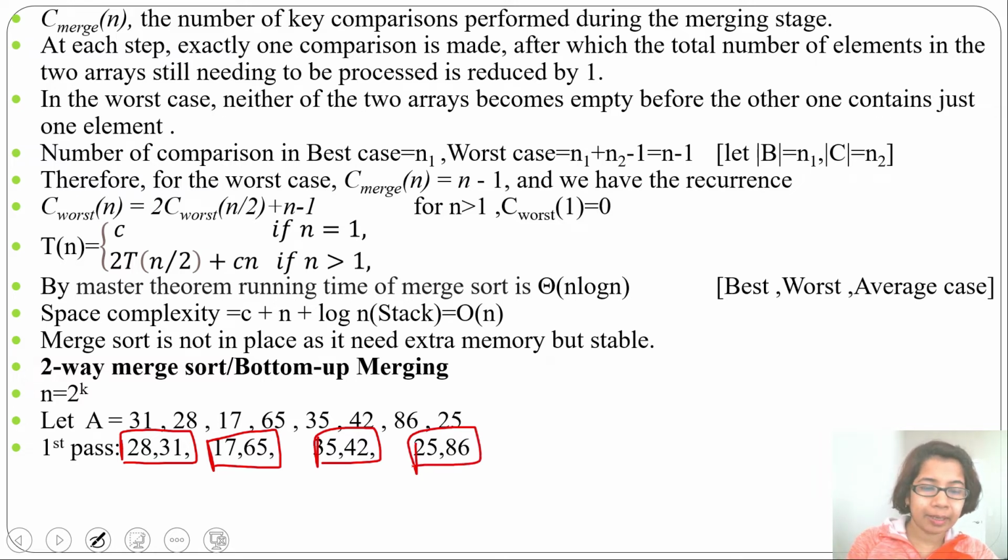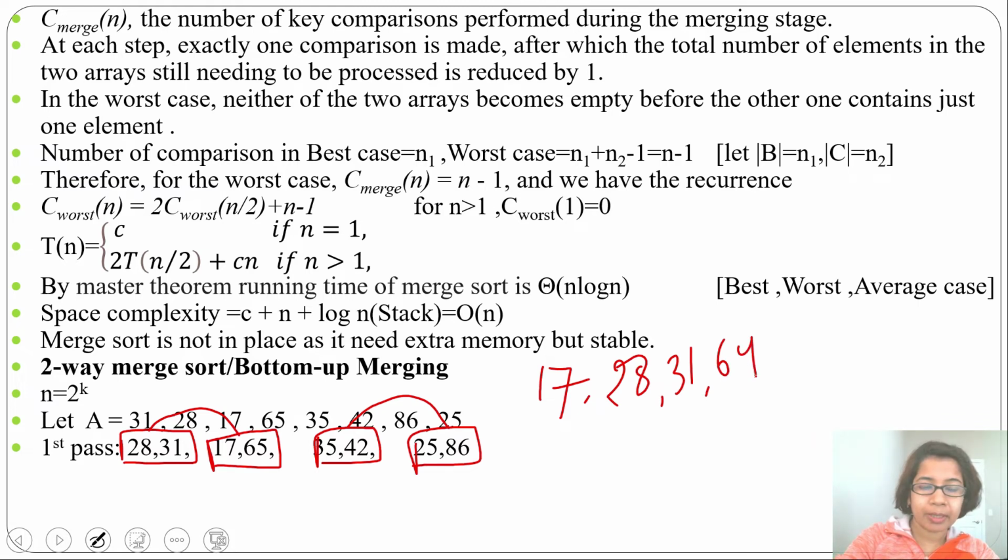After that every array is sorted and every array contains just two elements. Next we'll do the second pass. In the second pass we'll compare these two arrays and these two arrays. Now we'll compare 28 with 17. 17 is less. Next we'll compare 28 with 65. 28 is less. Next we'll compare 31 with 65. 31 is less. Next 65 will come. We are just doing the merging part.